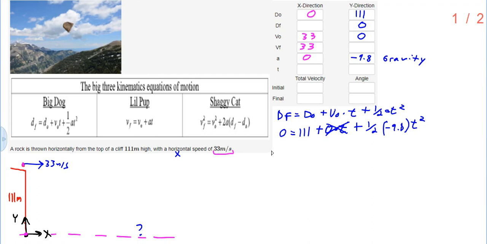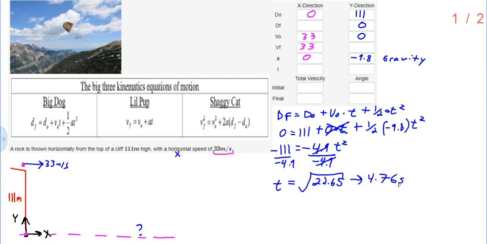I simplify, I subtract 111 over, I get negative 111 is equal to negative 4.9 times t squared. Divide by negative 4.9, and I find out that t is equal to the square root of negative 111 divided by negative 4.9, which gives me 22.65. So t equals the square root of 22.65, and that answer is just 4.76 seconds.